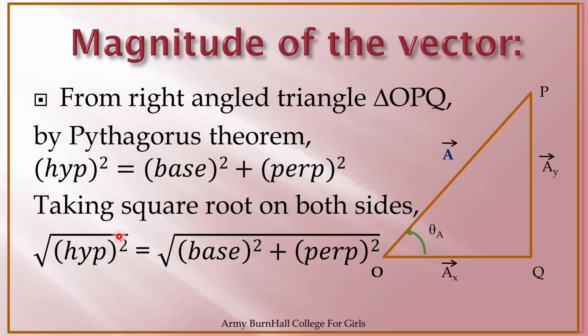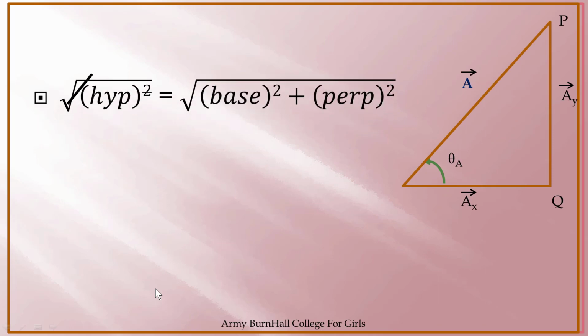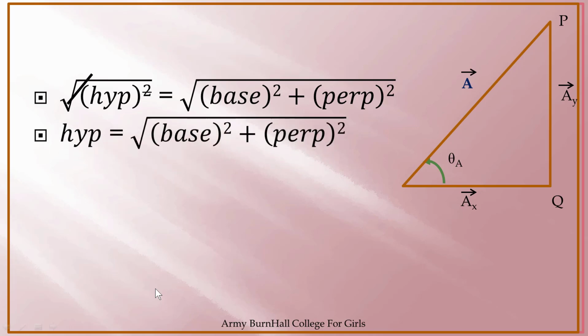Under root means power of 1 by 2. You know that under root means power of 1 by 2. So that 1 by 2 will be cancelled with this 2, but the right side cannot be cancelled because we have a plus sign, and the under root cannot be applied separately on these two values. So the under root will only be cancelled on the left hand side. We can write it as hypotenuse is equal to under root base square plus perpendicular square.